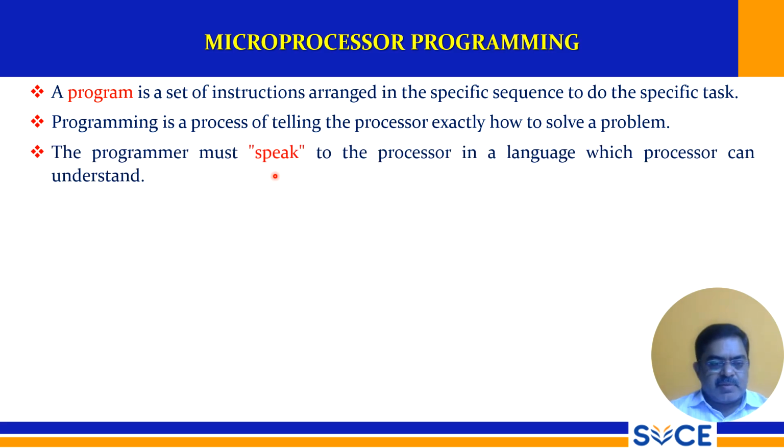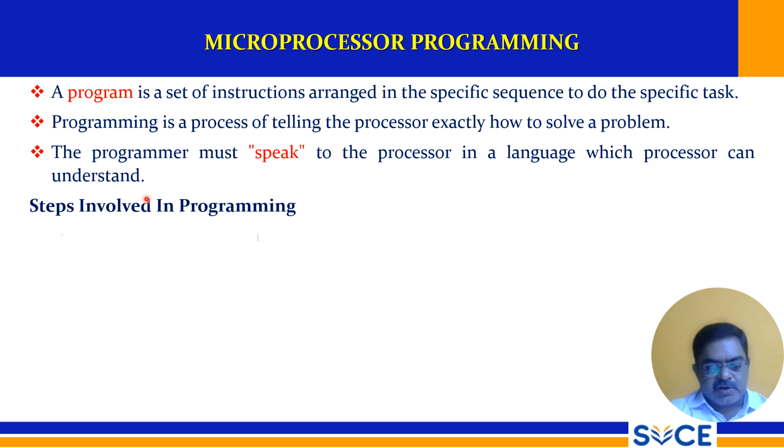A programmer must speak to the processor in a language which the processor can understand. The program you write here should be converted into hexadecimal code, and only that code the processor will understand, so you enter that code in the microprocessor. Language is the mode of transmitting information from one person to another. Similarly, the language that you know here is the instruction set of 8085, and using that you are going to speak with the microprocessor.